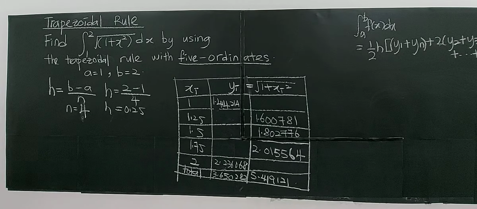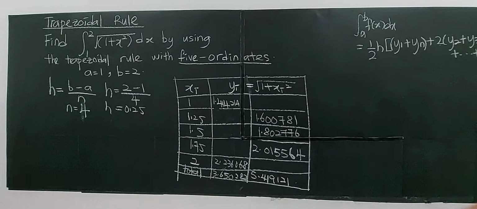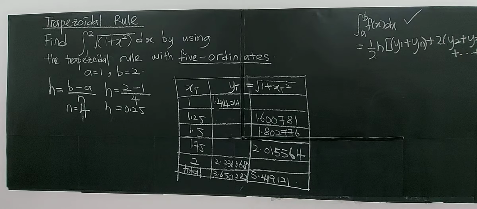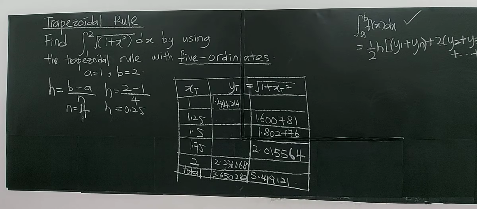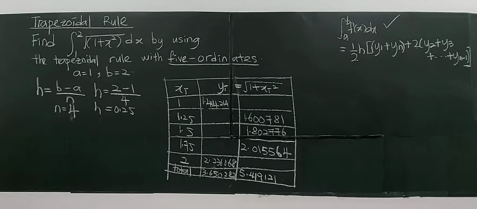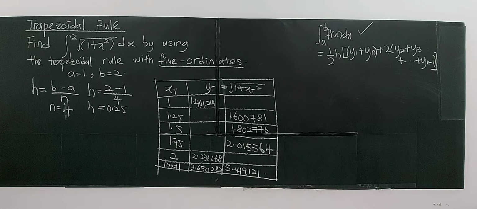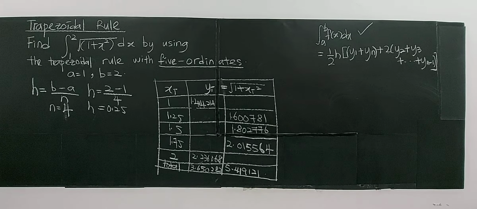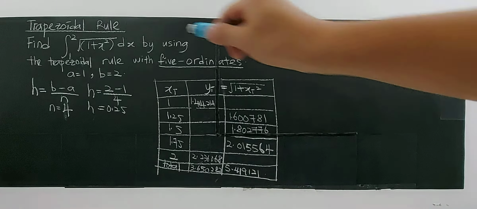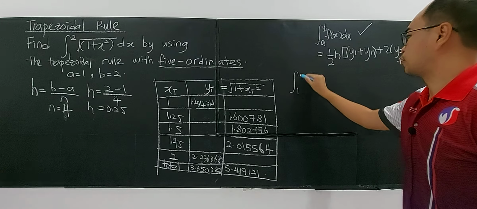So now, very important, try to listen, because the purpose here is how to use this formula, the trapezoidal rule, right? So okay, let's look at how to use that formula. So now, very simple. As for this, we want to integrate from 1 to 2.